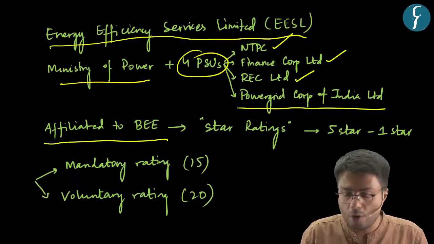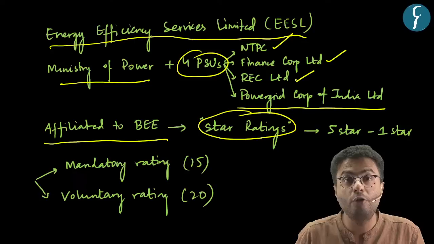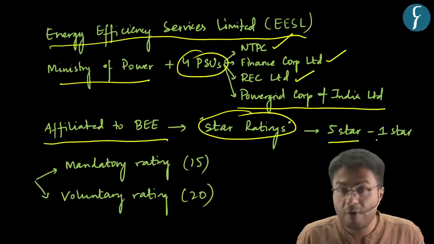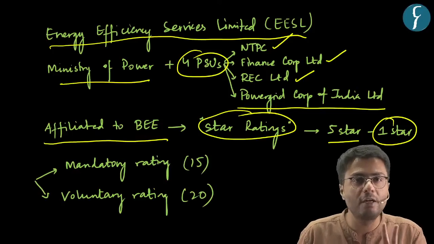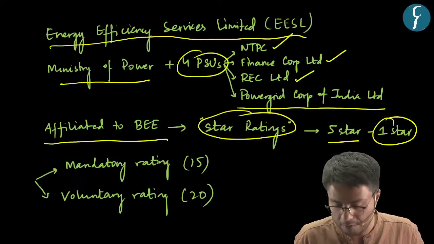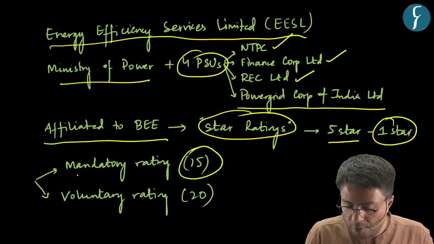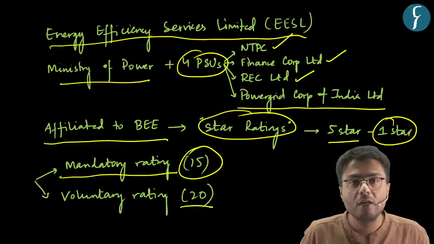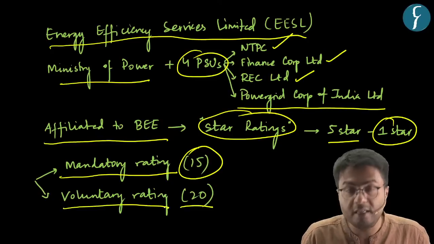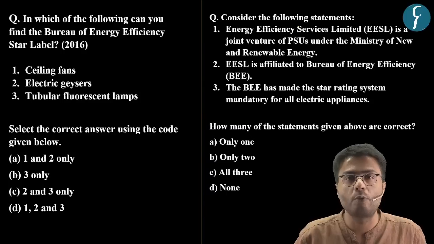This bureau provides for star rating of appliances where 5 star is given to the most energy efficient appliance, whereas 1 star is given to the least energy efficient appliance. Now, this star rating is provided for 2 different types of categories. The first is that 15 electronic devices are eligible for mandatory rating, whereas 20 electronic devices are eligible only for voluntary rating. Hence, let us now move towards the practice question.